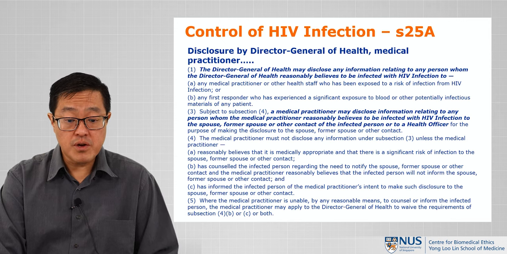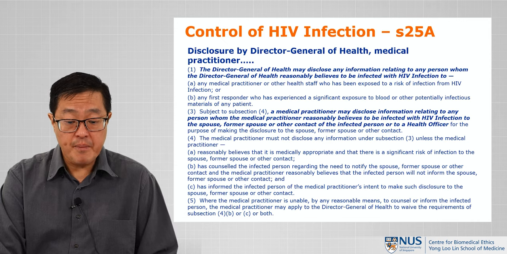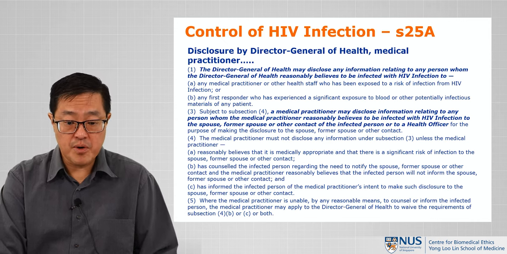Disclosure by Director General or medical practitioner. So there are provisions in the Infectious Diseases Act to say a medical practitioner may disclose information relating to any person whom the medical practitioner reasonably believes to be infected with HIV infection, to the spouse, former spouse, or other contact of the infected person, or to a health officer, for the purpose of making the disclosure to the spouse, former spouse, or other contact. So I'll leave you to read the entire provision as well.